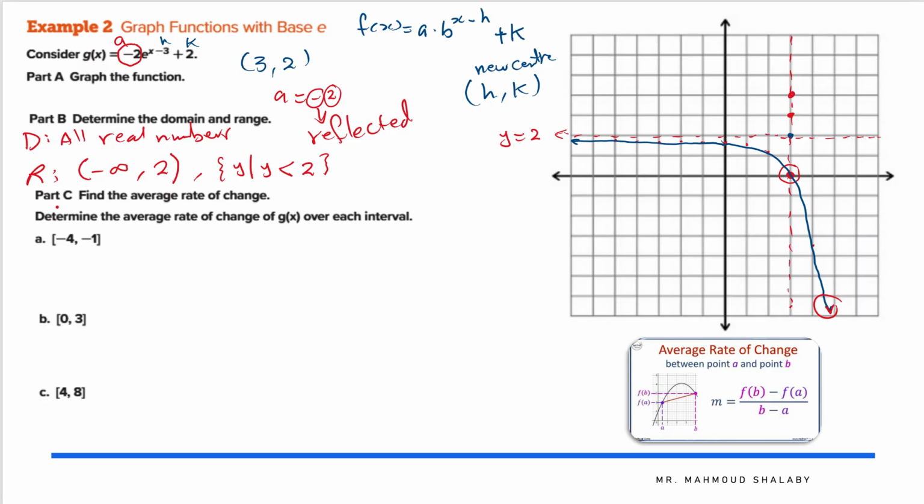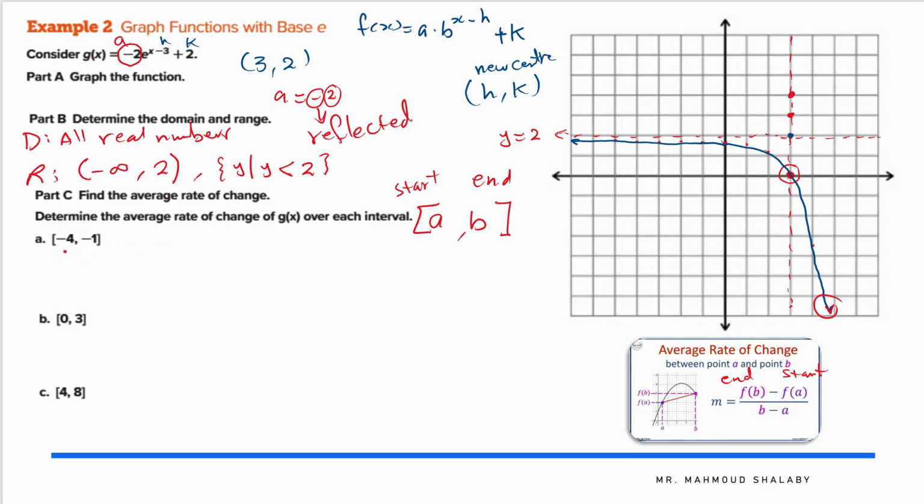Part C, find the average rate of change. For the average rate of change, if you remember, this is the rule. We find it: f of b minus f of a over b minus a. But remember, the interval that they will give me in the question is always a and b, where a is the start value and b is the end value. So the rule always, if you remember, is end minus start. So we can say it's always the end minus the start, to see the difference in the function over the difference of the values. This is how we calculate the average rate of change.